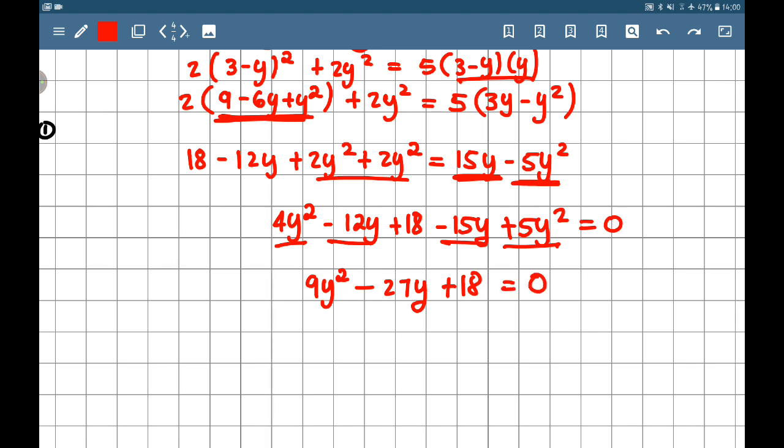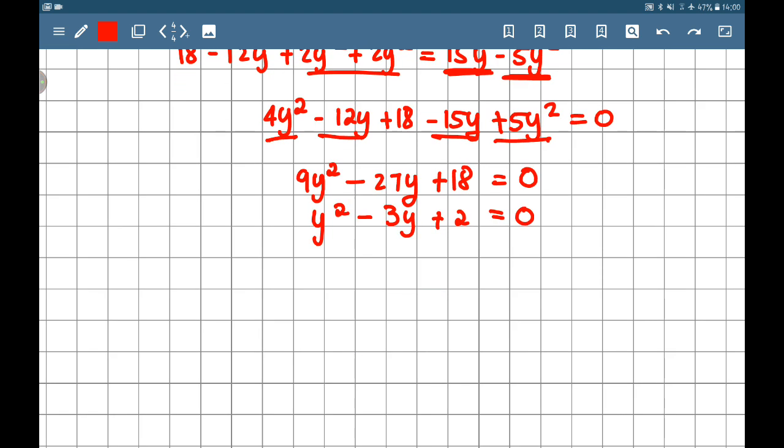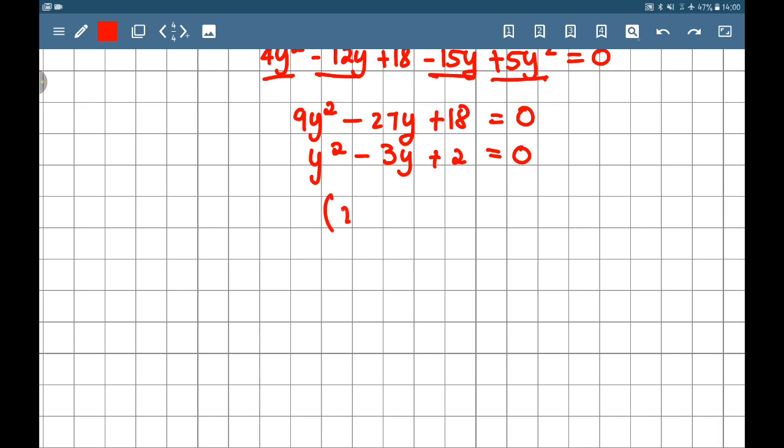And all of these, 9, 27, and 18, have a common factor, which is 9. So we are going to divide each and every expression by 9. And when we do that, we're going to remain with y squared minus 3y plus 2 is equal to 0. So we factorize that, we're going to get y minus 2 and y minus 1 is equal to 0. And y is equal to 2 or y is equal to 1.